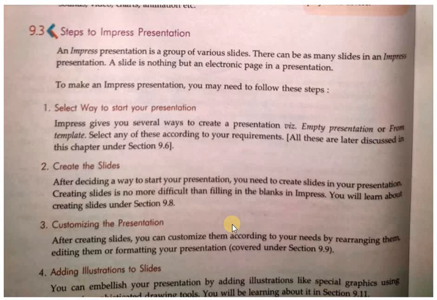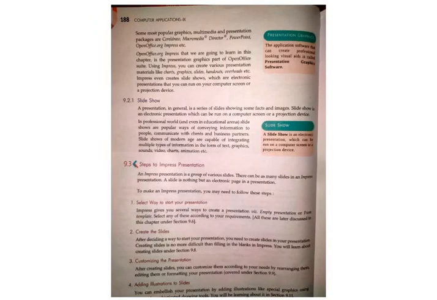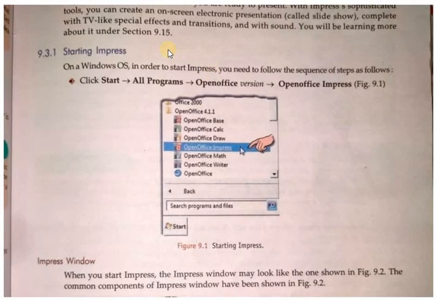The next point is adding illustration to the slides. Ornamenting of the slides can be done with the help of illustrations like special graphics, auto shapes, word arts. There are multiple things available in this Impress software, so you can use that also to make our slides more attractive, more effective.